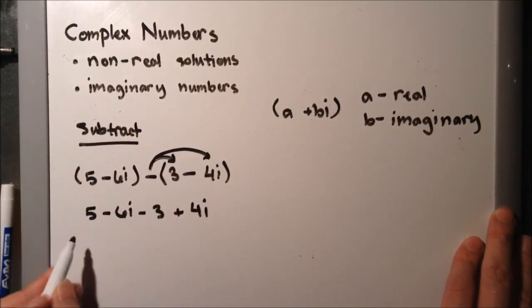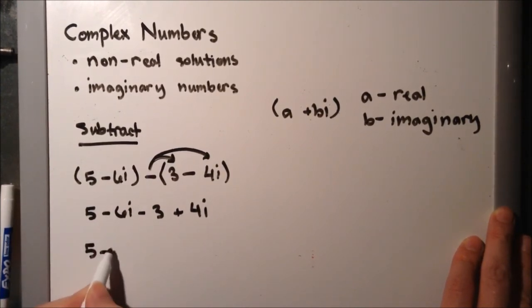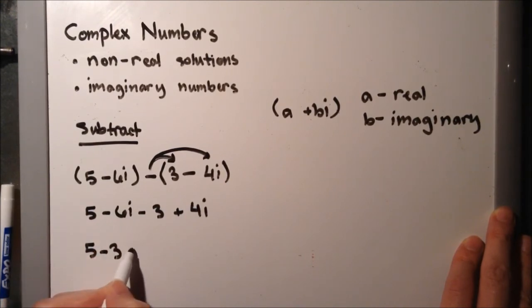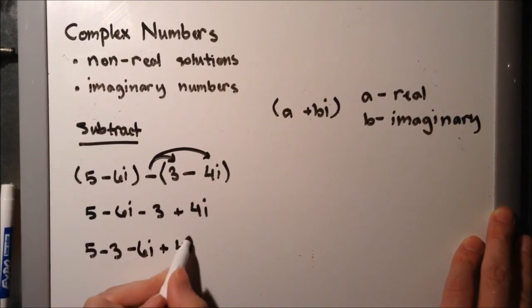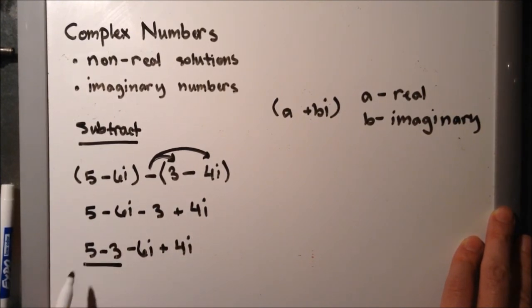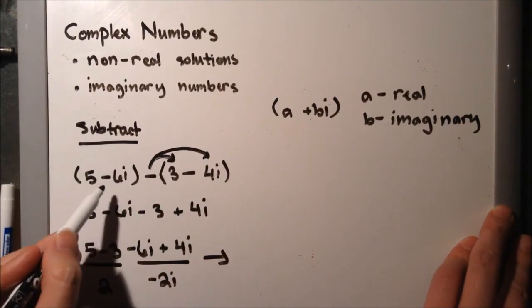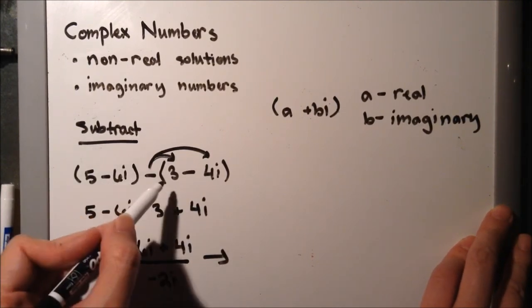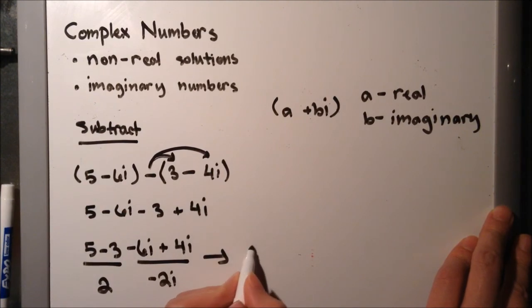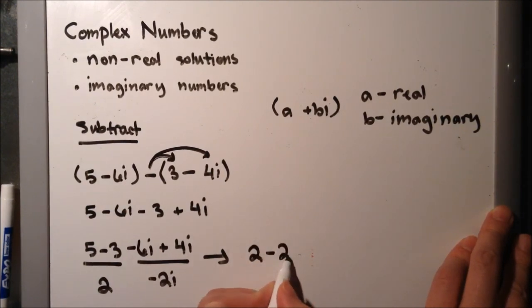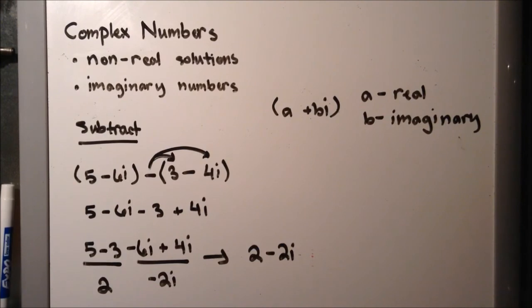And again, if I want to rearrange it, real numbers come first, so 5, since that's negative, minus 3. Bring the negative 6i down. Bring the positive 4i down. 5 minus 3, that's just 2. Negative 6i plus 4i, that becomes negative 2i. So, the expression of 5 minus 6i minus 3 minus 4i will become 2 minus 2i. That will be our final solution.